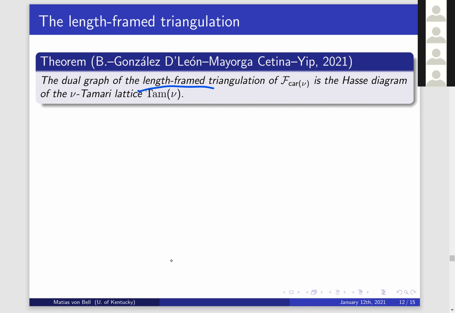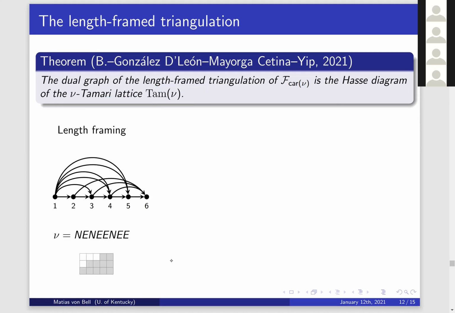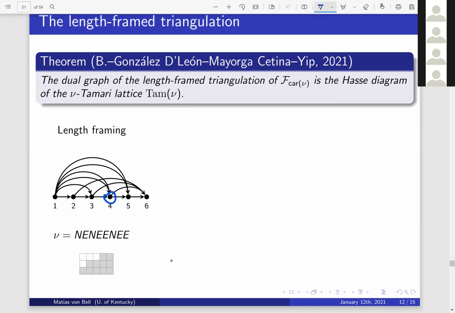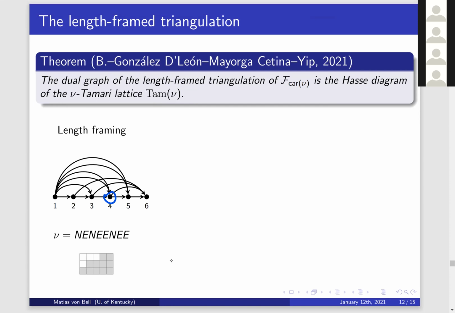And if we do that, then the Hasse diagram of the triangulation is the Nu-Tamari lattice. And the length framing is the same, or very similar to the planar framing, except we order the edges by length. So if we again look at vertex 4, this is, by the way, the same graph that we just looked at with the bottom edges here flipped over the horizontal path.